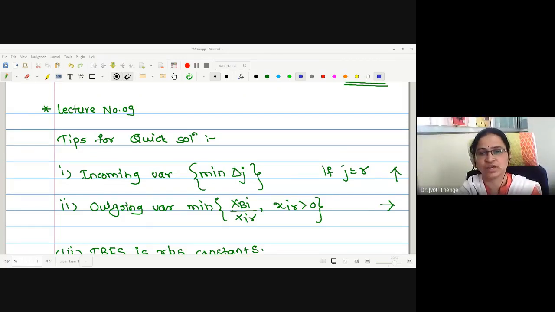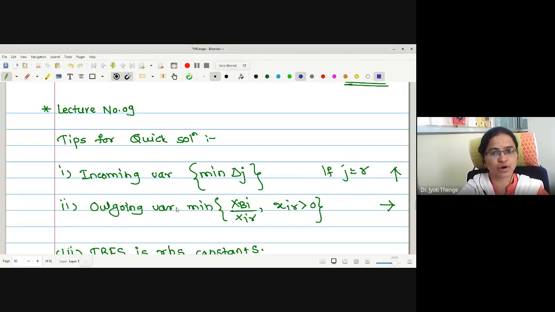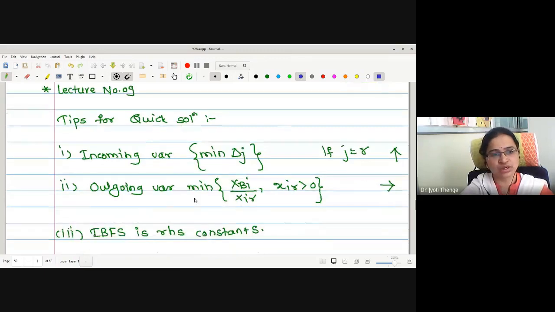In the last lecture, we have seen examples of how to solve problems using the simplex method. Also, we have seen some tips for quick solutions. What are the tips we have seen for the quick solution? The formula for the incoming and outgoing vector or variable we have written. What is the formula for the incoming variable? This is minimum delta j, or one can write this as most negative delta j.